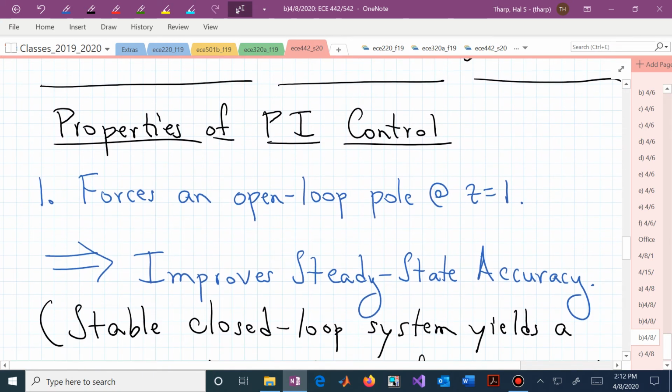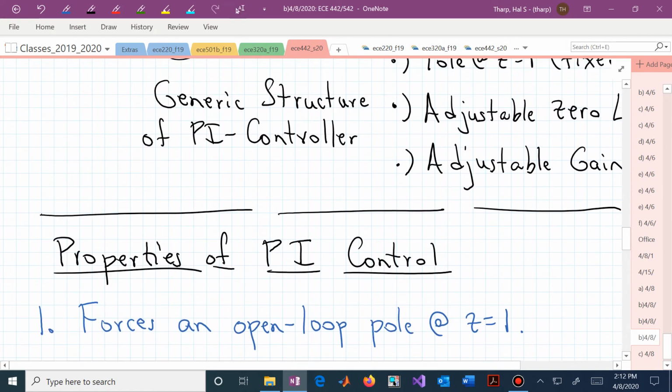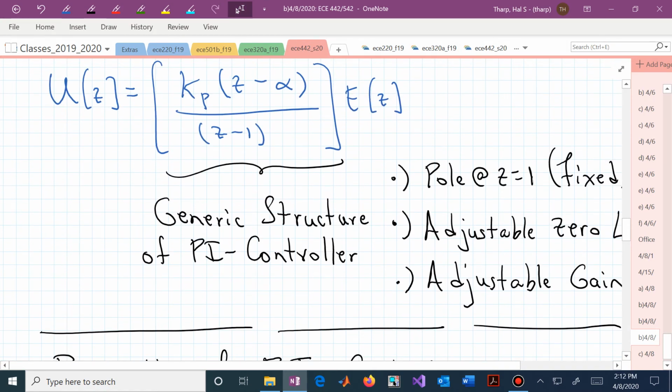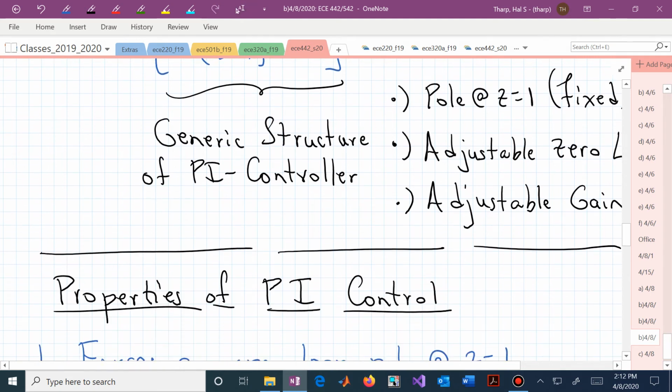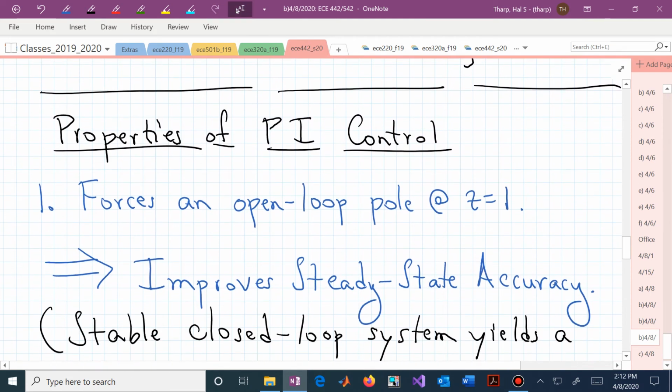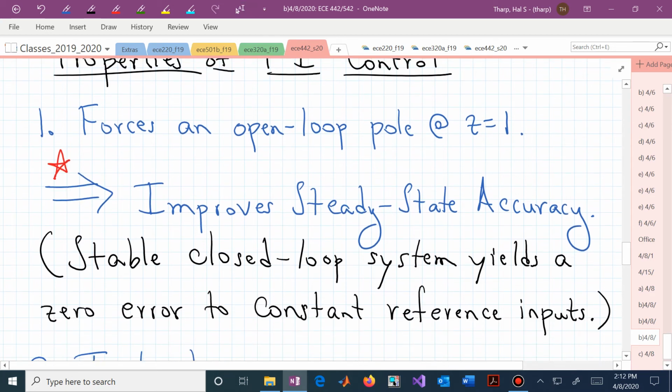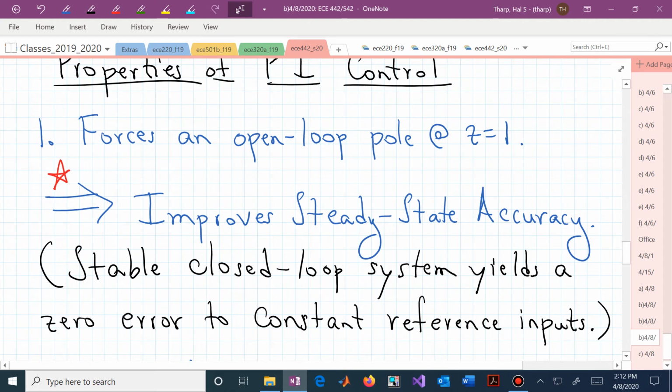What are some of the properties of a PI controller? First, you can see that that denominator is fixed. Once you say PI, I gives you integral, you now have a z minus 1 factor in the denominator. That forces an open loop pole in your controller, in your PI control, at z equal to 1. So what? Well, a pole at 1 allows you to improve your steady state accuracy.